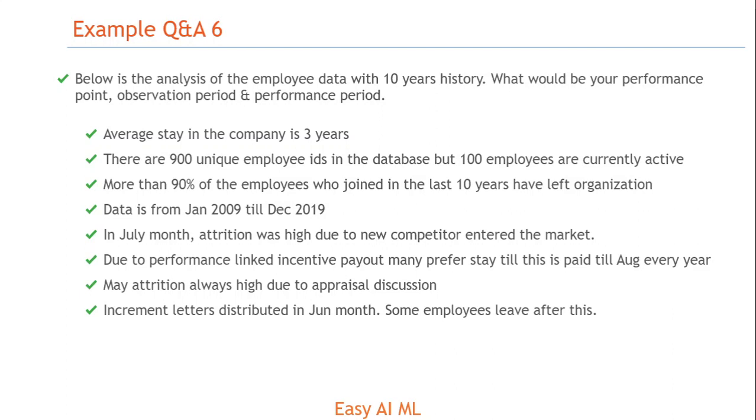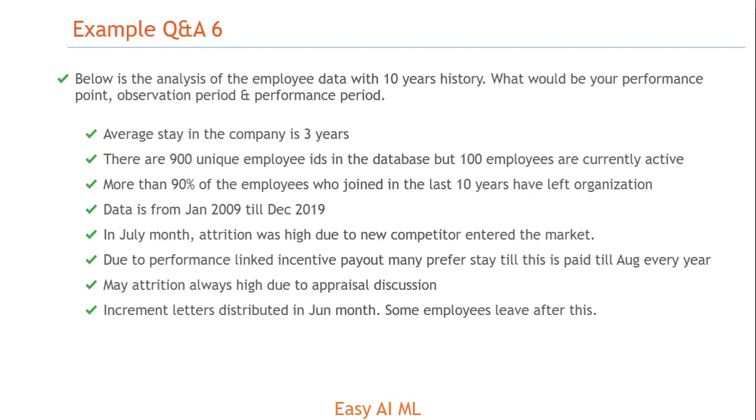In July month, attrition was high due to a new competitor entering the market. Due to performance-linked incentive payout, many prefer to stay till this is paid, till August every year. May attrition is always high due to appraisal discussion. Increment letters are distributed in June month. Some employees leave after this. So this is the situation.